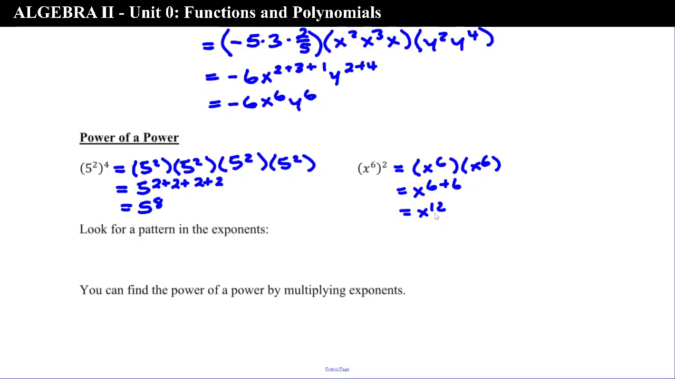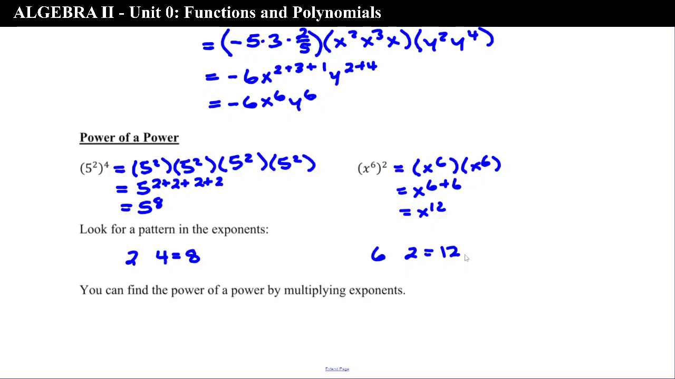Well, math is all about patterns, so let's see if we can see any patterns. Our exponents are 2 and 4 in the first one, and we end up getting 8 as our resulting exponent. On the other example, 6 and 2 are our exponents, and we end up with an exponent of 12.